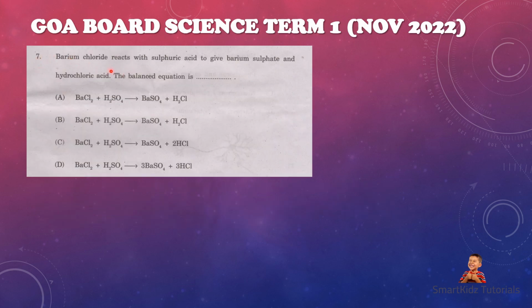7. Barium chloride reacts with sulfuric acid to give barium sulfate and hydrochloric acid. The balanced equation is here you go. So barium chloride BaCl2 reacting with sulfuric acid H2SO4. This will give us barium sulfate plus hydrochloric acid.